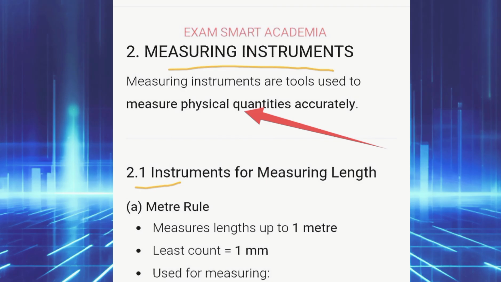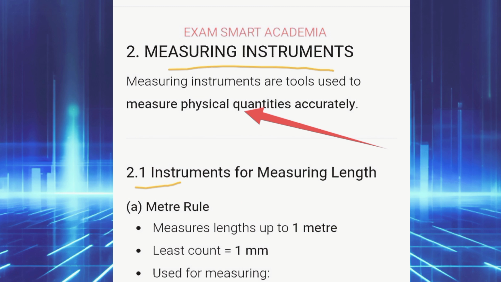Now, the instruments that we are talking about vary. We have instruments for length measurement, for mass, for weight, that's weight is also mass. Then we also have instruments for time, instruments for a lot of things, temperature as well. So we are going to start with length.